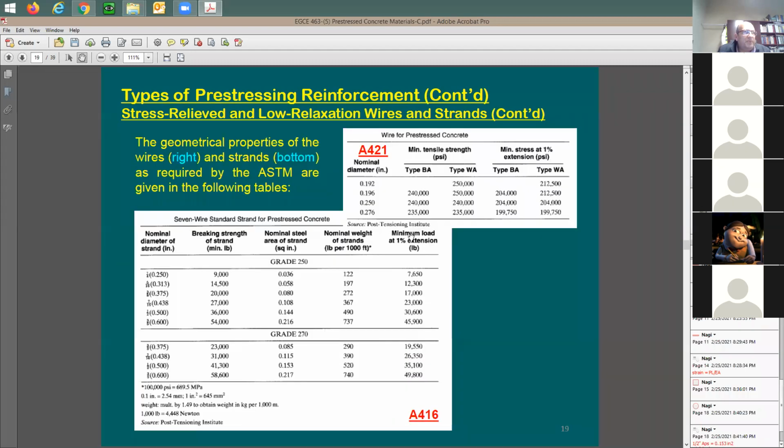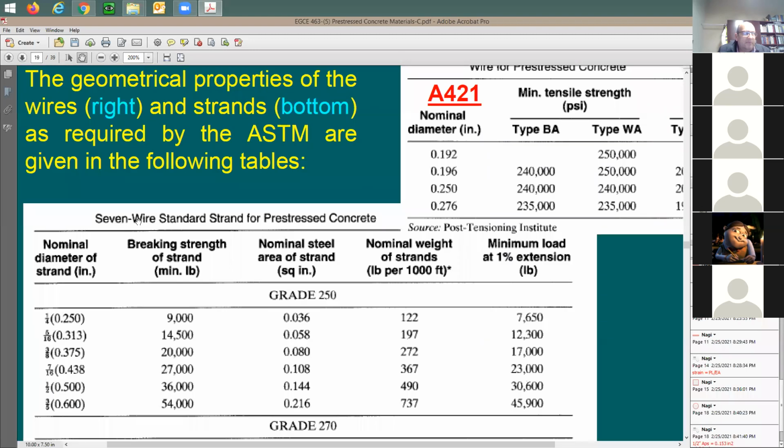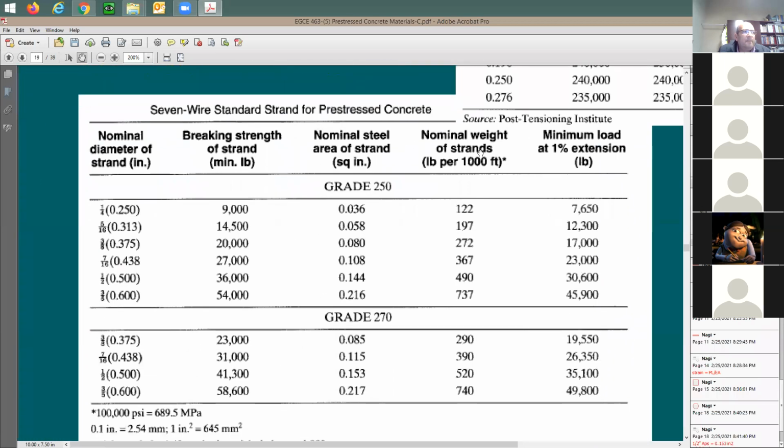Let's look here at these two tables for the A421 for the wires and for this 7-wire strand. Look at this name here, 7-wire strand, right? And the grade that we're going to be using is going to be only grade 270. We're not going to be using grade 250 here. And most likely we're going to be using the 1/2 inch, which is this guy here. It's going to be 0.153.